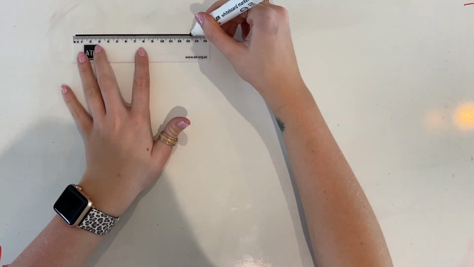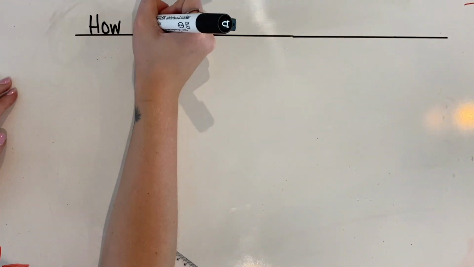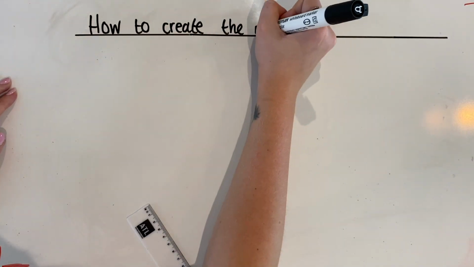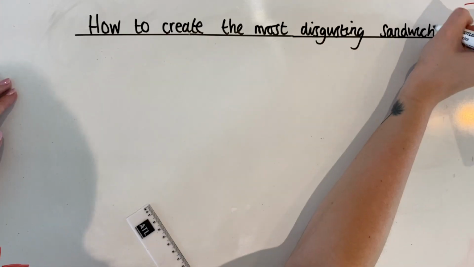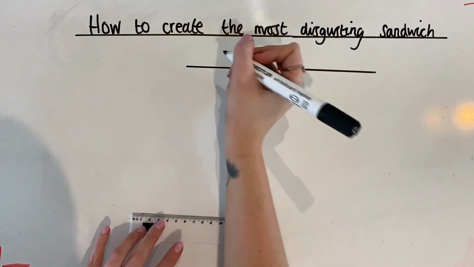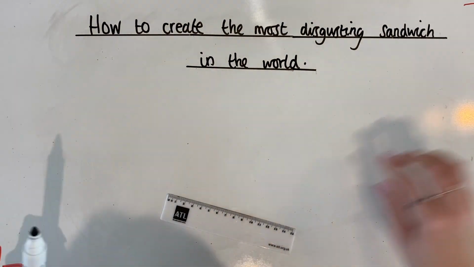Let's have a go. Remember, we're writing our instructions on how to make the most disgusting sandwich in the world. So firstly, we're going to write our title. My title is going to be How to Create the Most Disgusting Sandwich in the World.